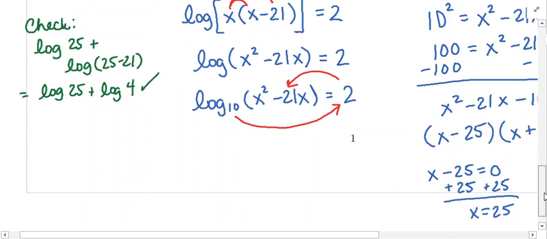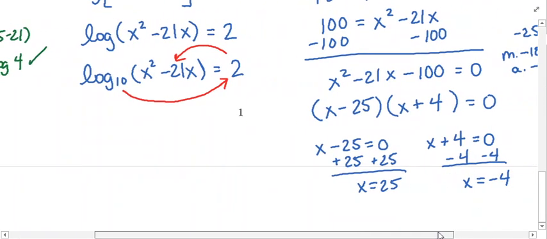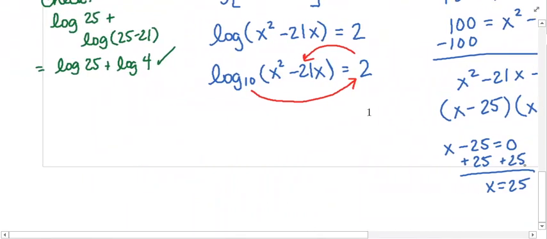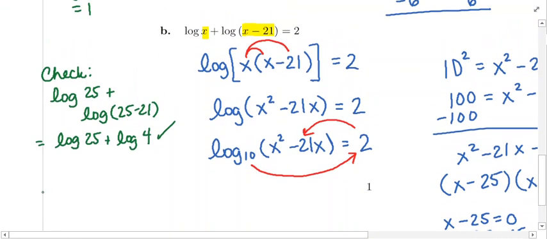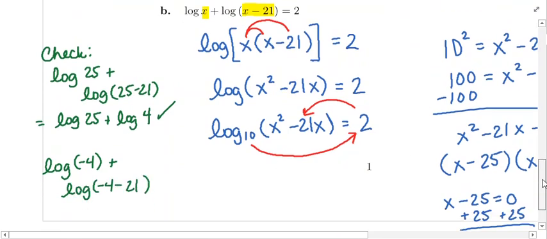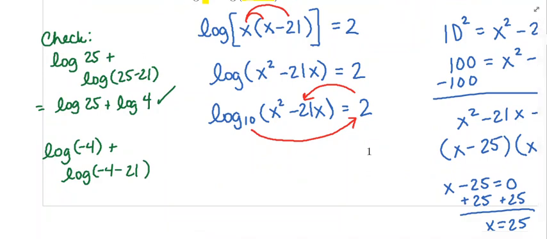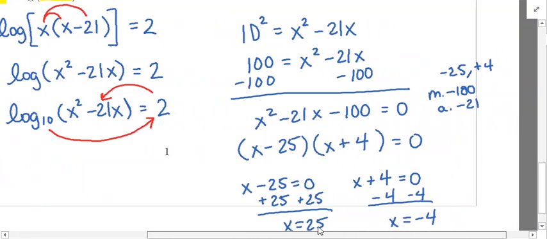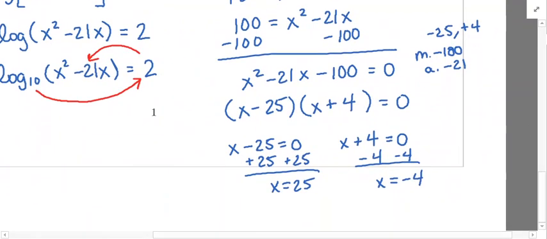If I check the other solution, negative 4, let's see what happens. Plug it into the original equation. Right off the bat, we're going to have a problem. The log of negative 4 plus the log of negative 4 minus 21, we're taking the logarithm of negative numbers here. So we can't do this. What that means is that negative 4 looks like a solution, but it's really not. So we have to get rid of it. This is something called an extraneous solution. So we have to ignore this one.